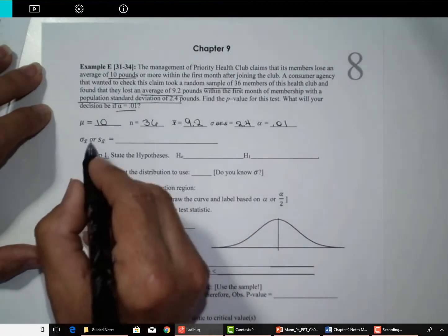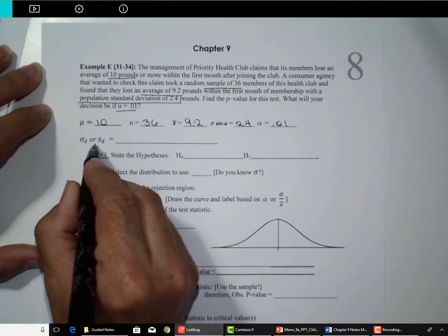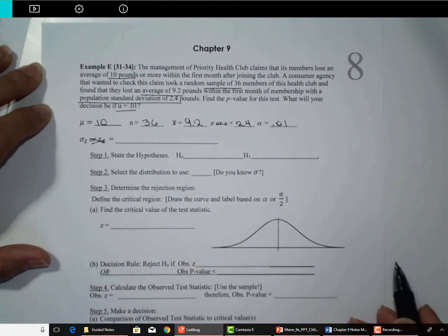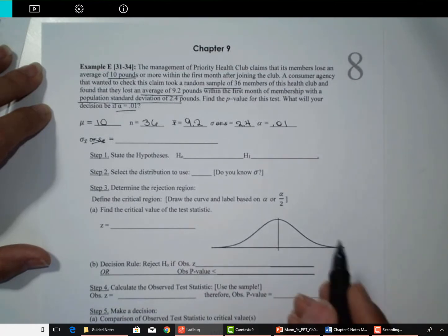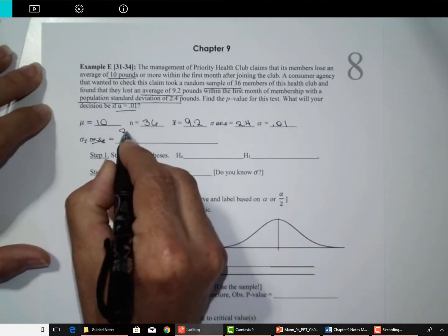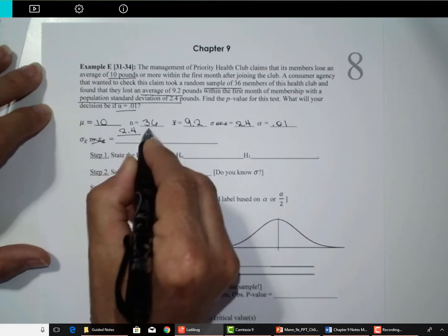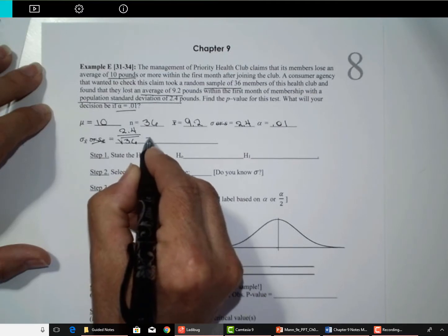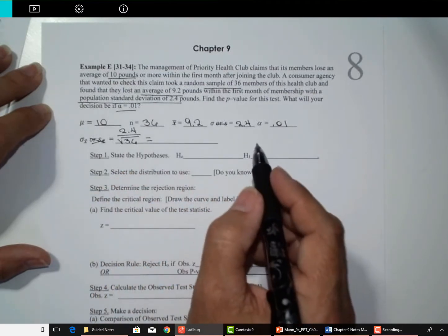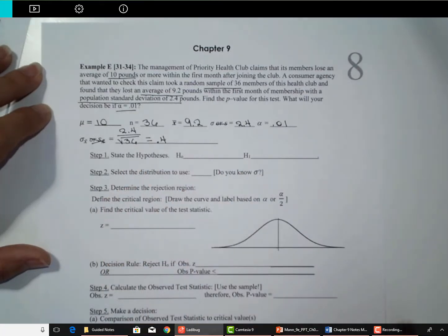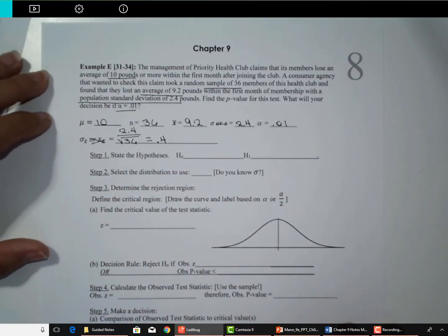Our first one, we always want to calculate the standard deviation. Now, since it's not the sample we're dealing with, I'm going to cross that out, and we're going to use the population standard deviation, the standard deviation of X bar. We have to take the population standard deviation, which is 2.4, and divide it by the square root of the sample size. When we take 2.4 and we divide it by basically 6, we're going to get the number 0.4. So we've got that. It's ready for when we have to do our Z calculations.